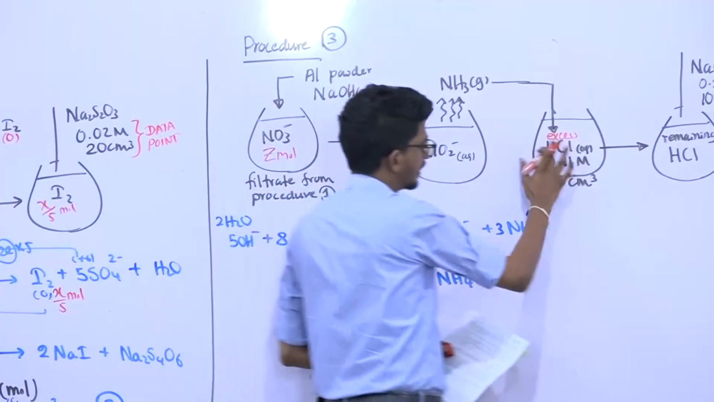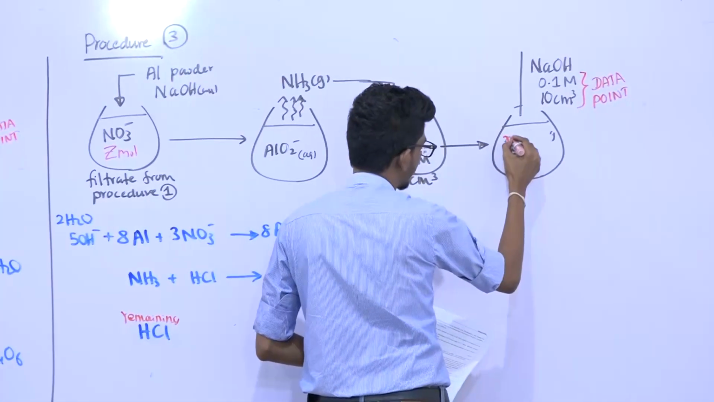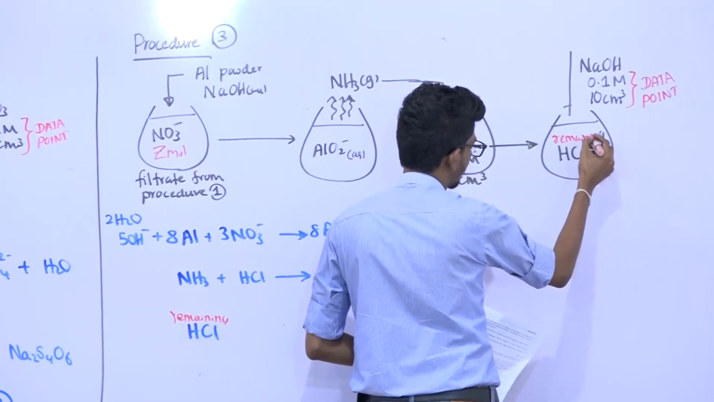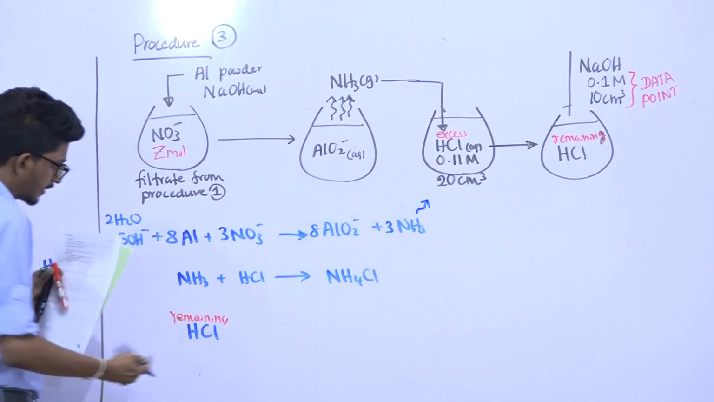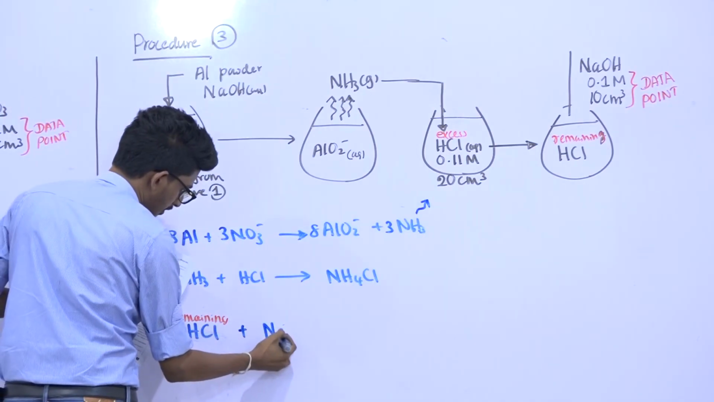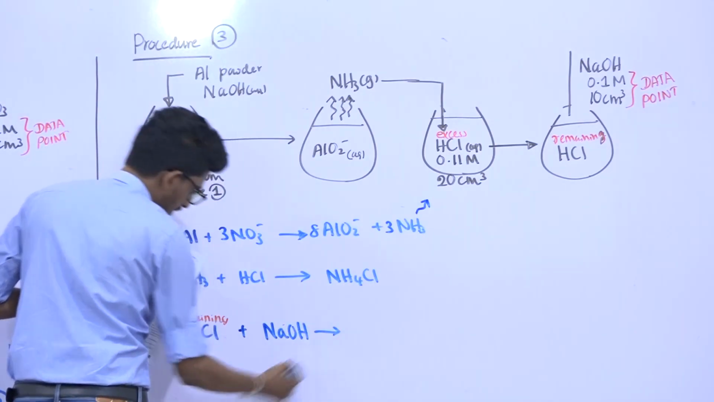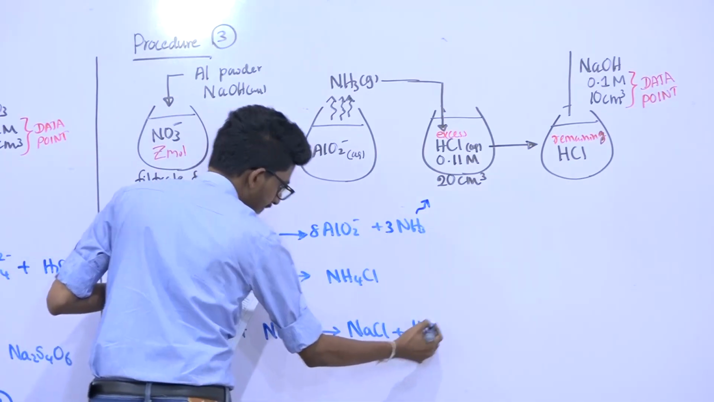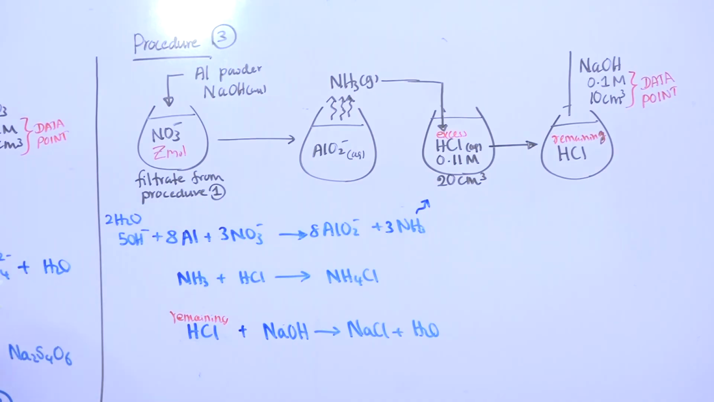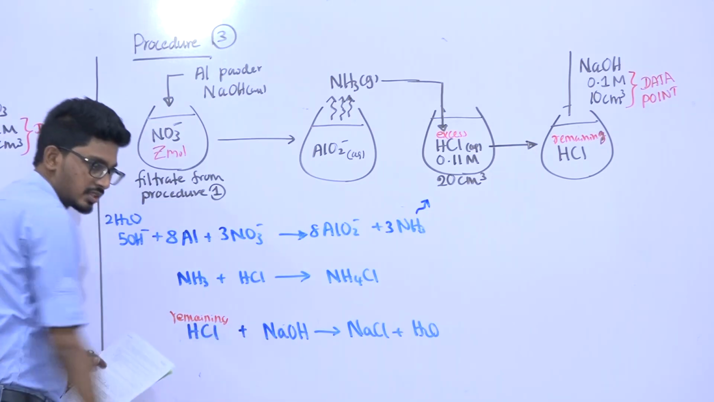Alright, the excess is added, and the total is added, so there is remaining HCl. That remaining HCl is reacting with your NaOH to give you NaCl and H2O. Right? So let's bring that data point towards NaOH.